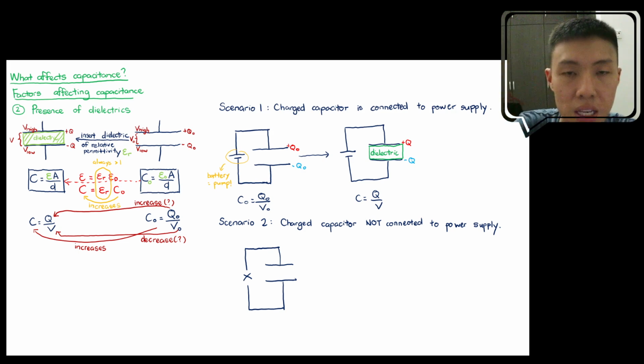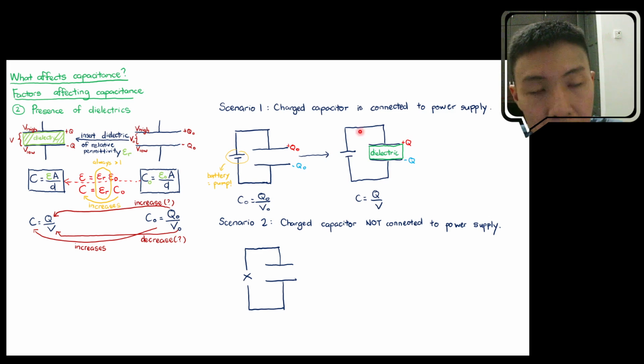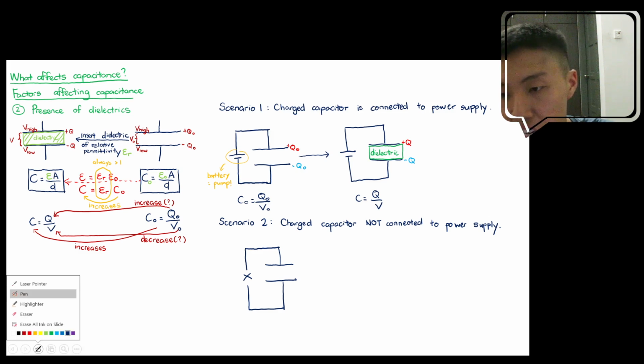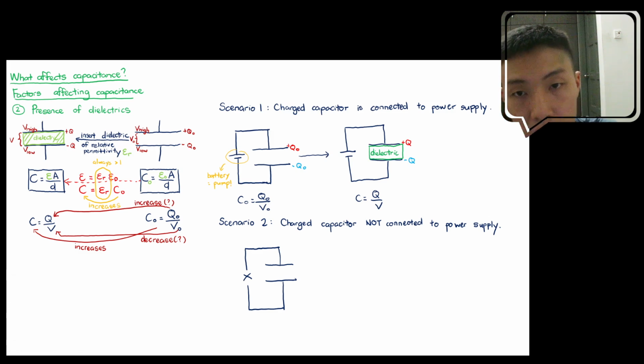Okay, so it can continue to pump the positive charges from the lower plate to the upper plate. It is possible because of the presence of the battery over here, so it can still pump charges. If it can still pump charges, that means Q has a possibility that it can change. Why can it change? Because there's a battery.